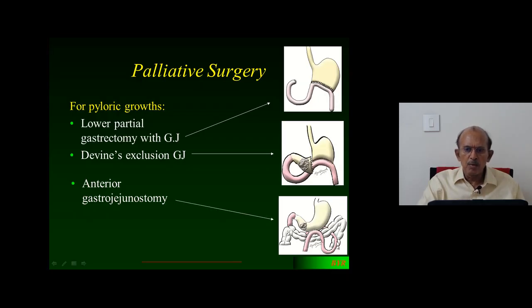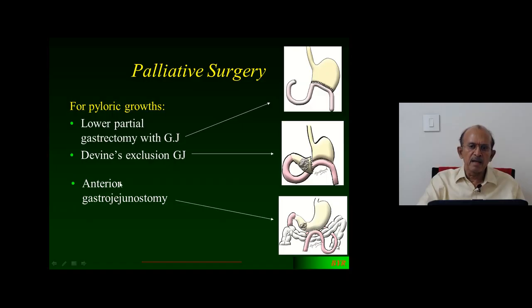So a big loop of jejunum is hanging here. This loop will produce a lot of problems. I will explain those problems when we talk about the sequelae of gastric operations. So it is always better to do the anastomosis as close to the duodenal junction as possible. That is why whenever you plan to do a gastrojejunostomy, you always do only posterior gastrojejunostomy.